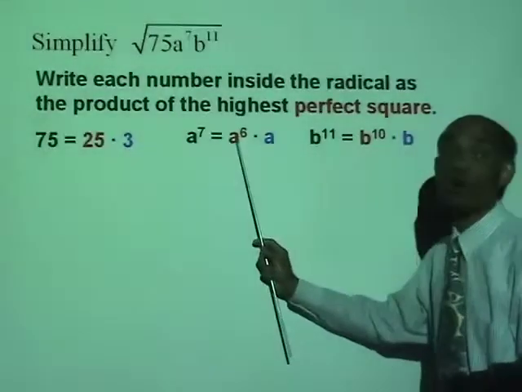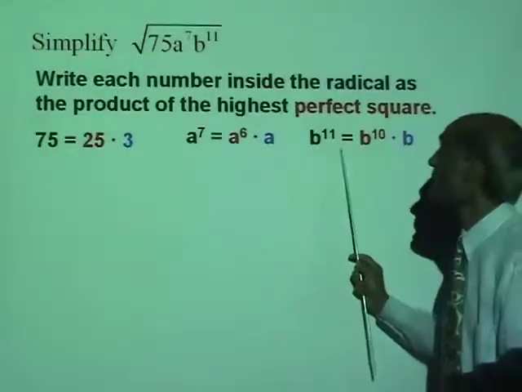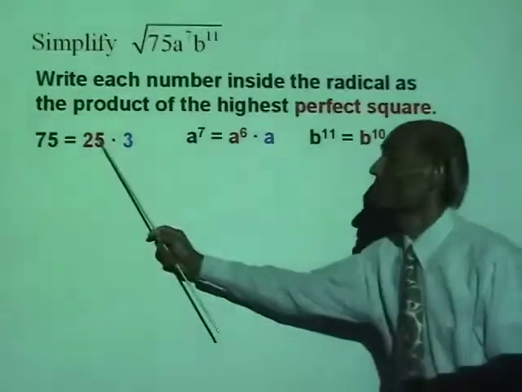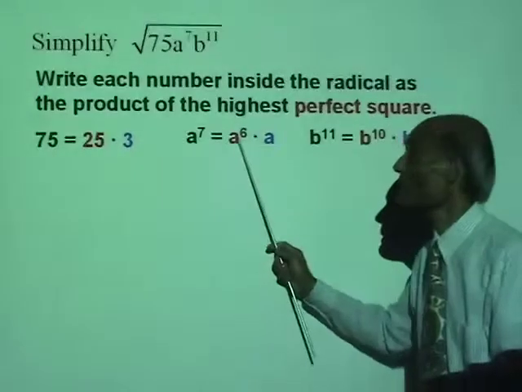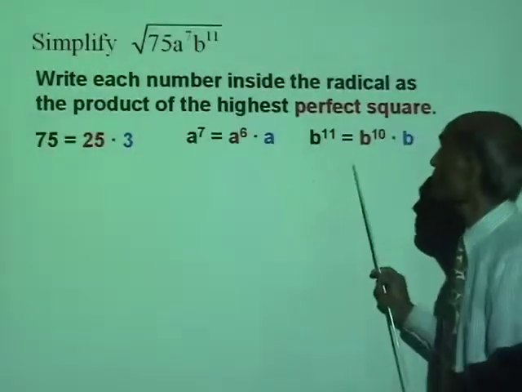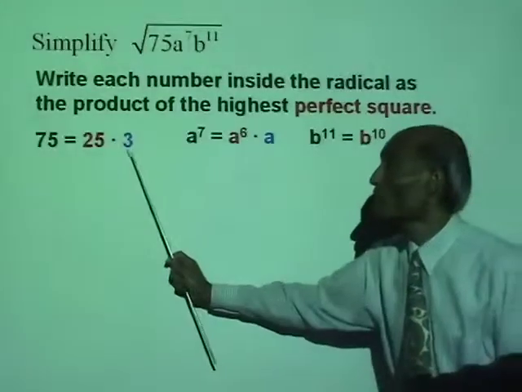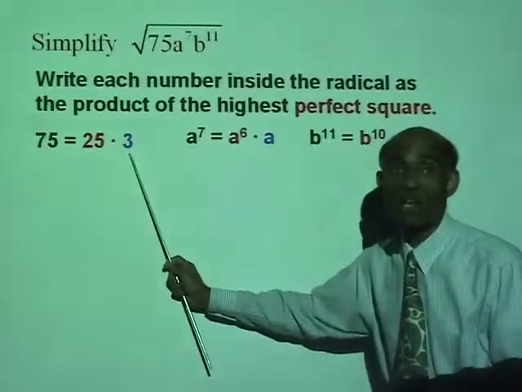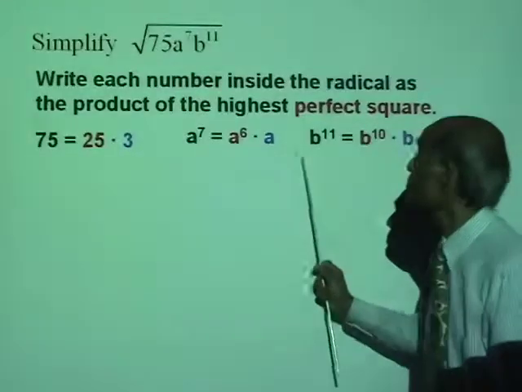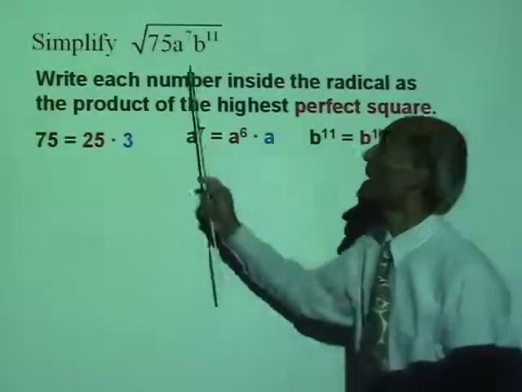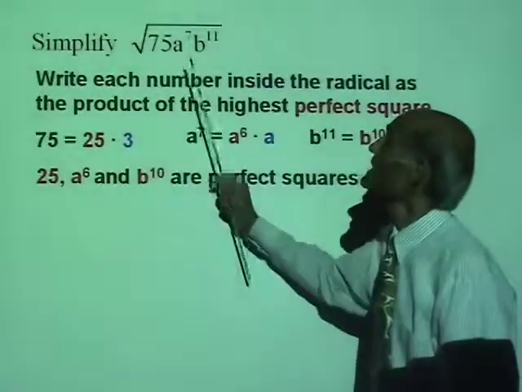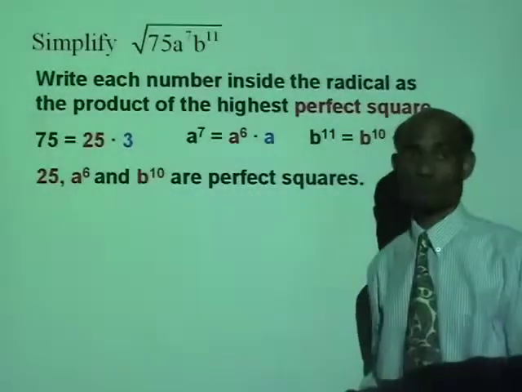And look at that. All the perfect squares I have used red. 25 is a perfect square. A to the 6 is a perfect square. B to the 10 is a perfect square. And the other factors that are not perfect squares, I used blue. And now let's put it all together inside the radical.